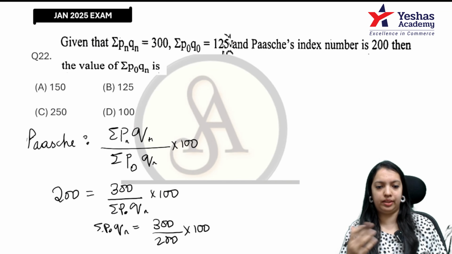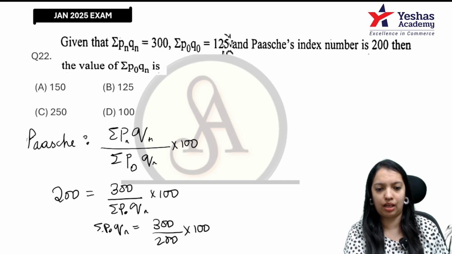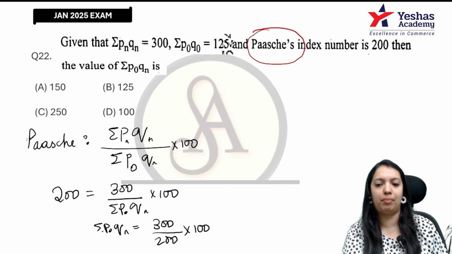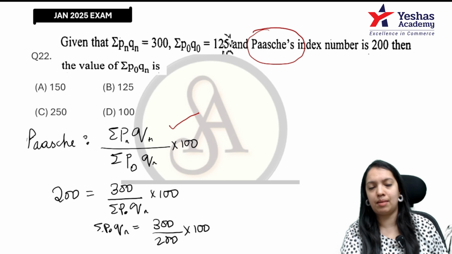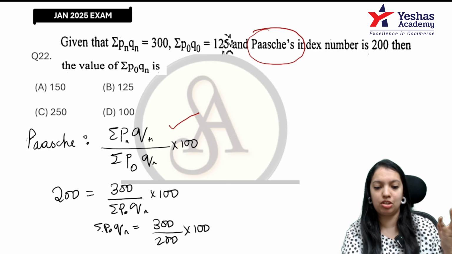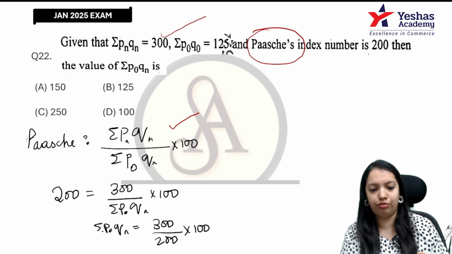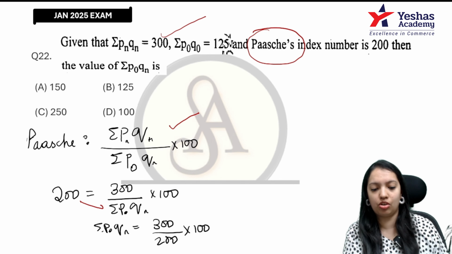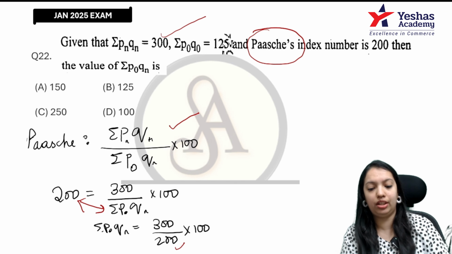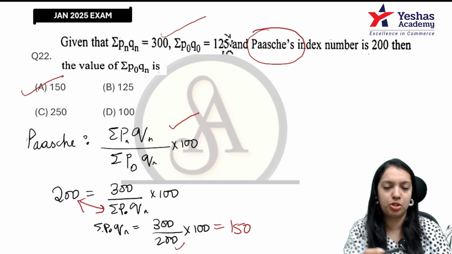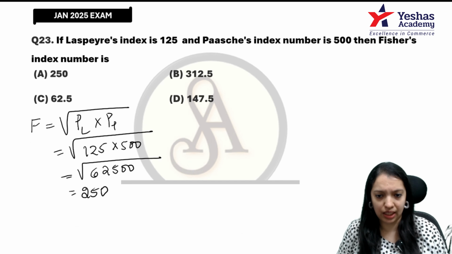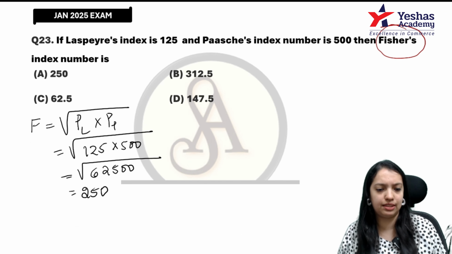Next question is from the index numbers chapter, in which they are asking you to calculate summation P naught Q1, and they have given you the Paasche formula. Paasche's is given by summation P1 Q1 by summation P naught Q1 into 100. Now I know the numerator value as 300. Denominator is what I have to find. This is equal to 200. Just cross multiply these two. 300 divided by 200 into 100. You get the answer as 150. Option A is correct.